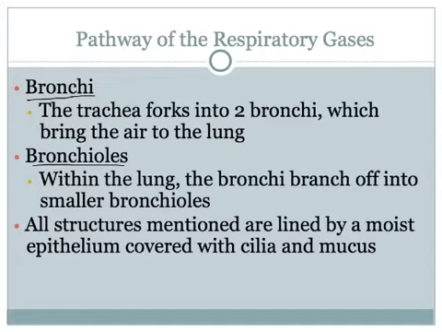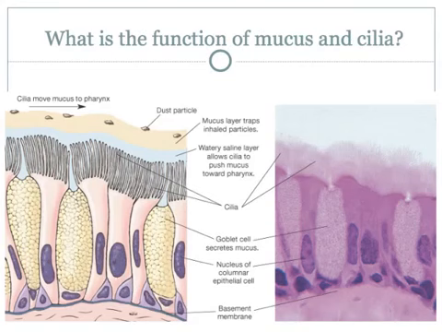And as a side note, at this point, every structure we've mentioned so far has been lined by a moist layer. Remember, with gas exchange, everything has to be moist. And it's also lined with cilia and mucus. So remember, cilia are those little hair-like structures on the outside of cells. So if we look at this picture here, these might be the cells on the inside of a bronchiole, the inside of your trachea.